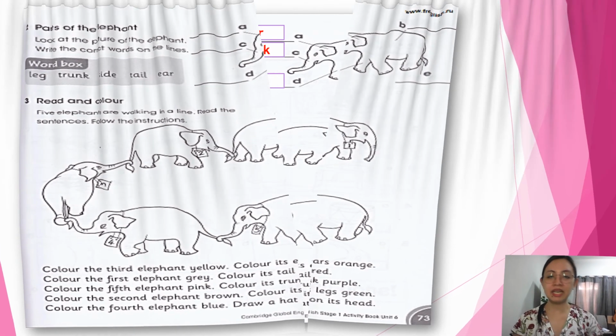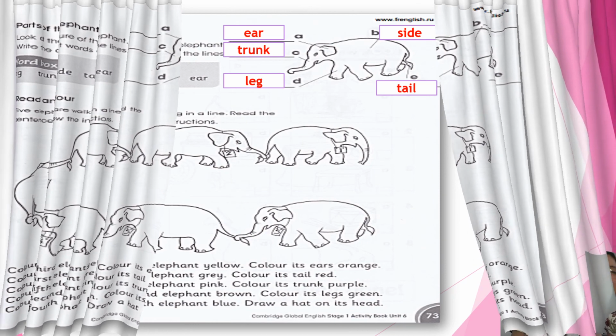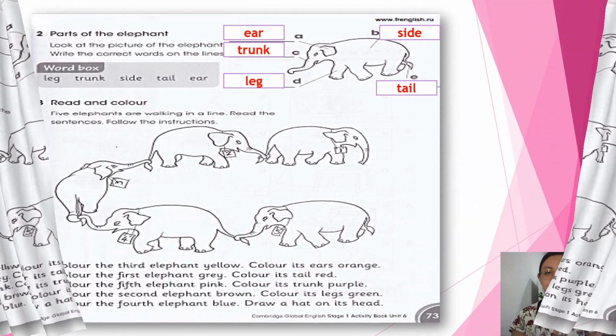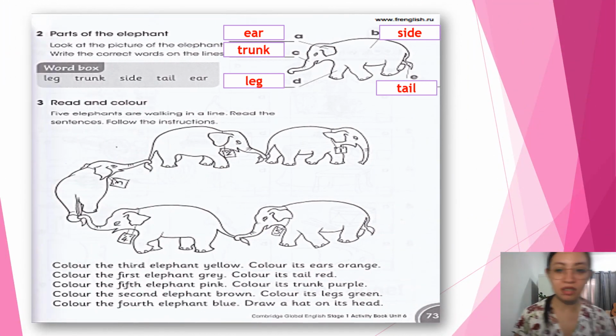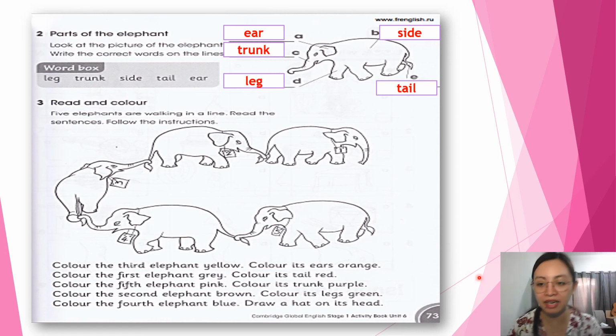Okay, let me see if you got the correct answer. Were you able to get the correct answers? Okay, letter A is ear. Letter B is side. Letter C is trunk. Letter D is leg. And letter E is tail.